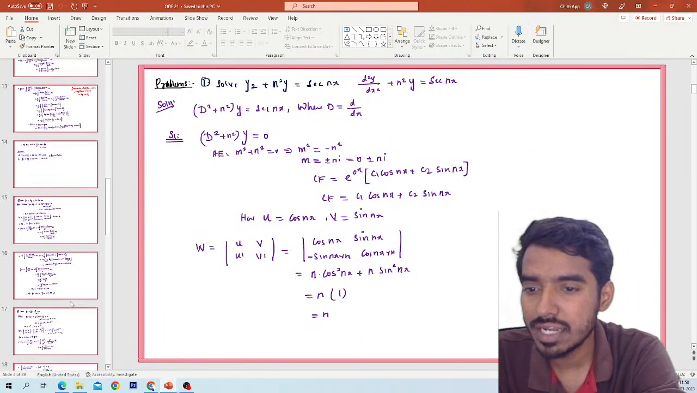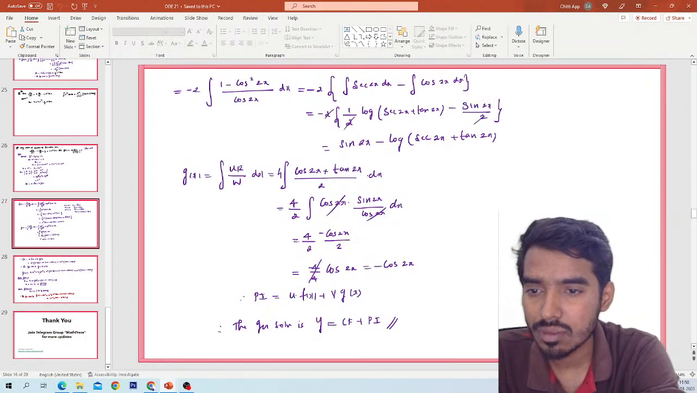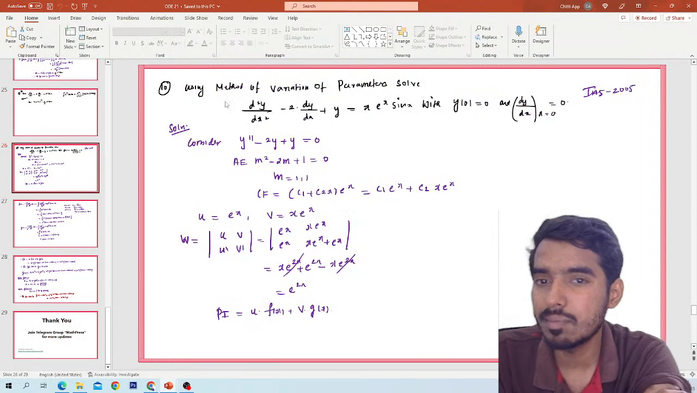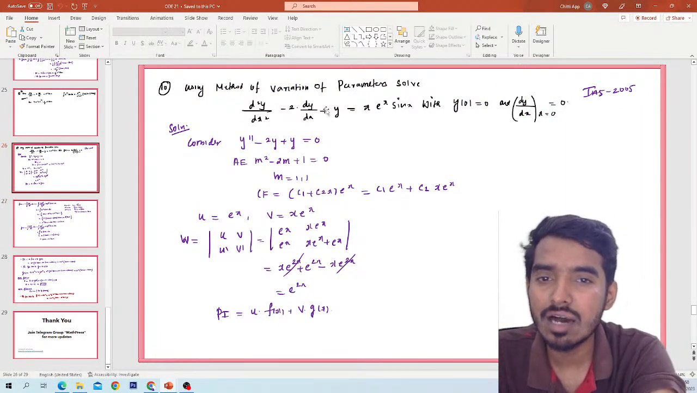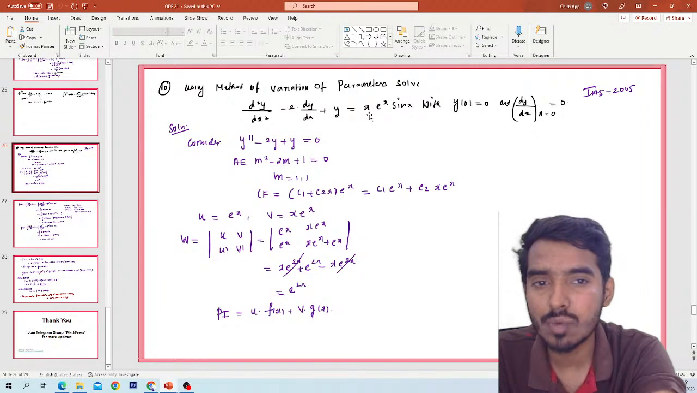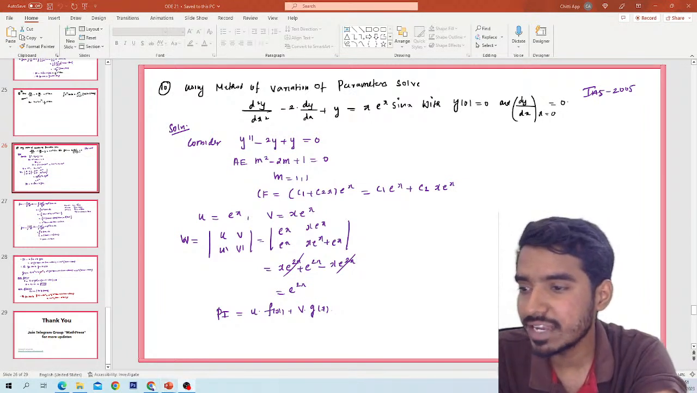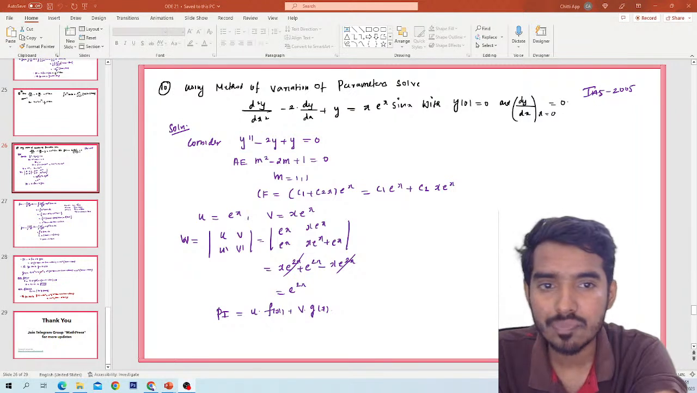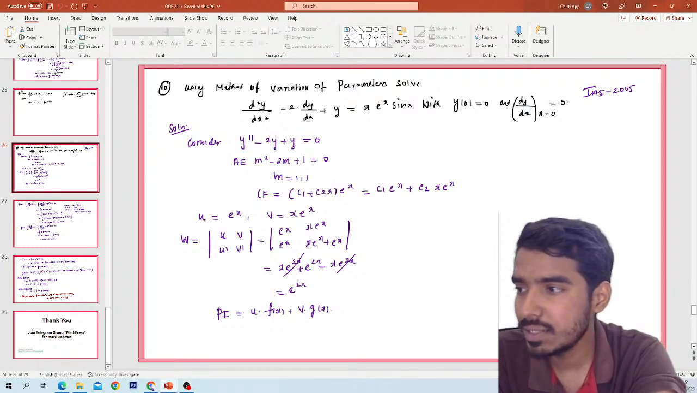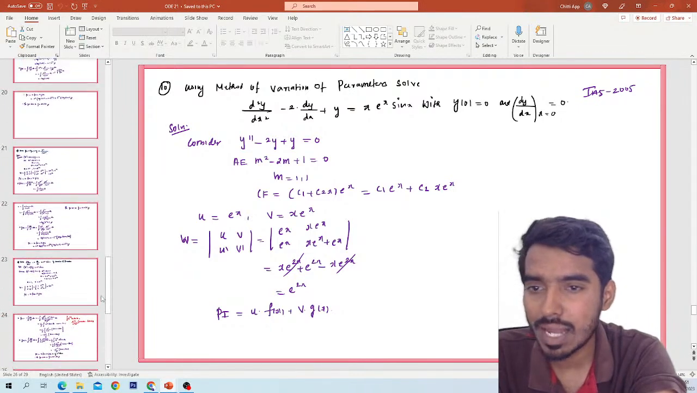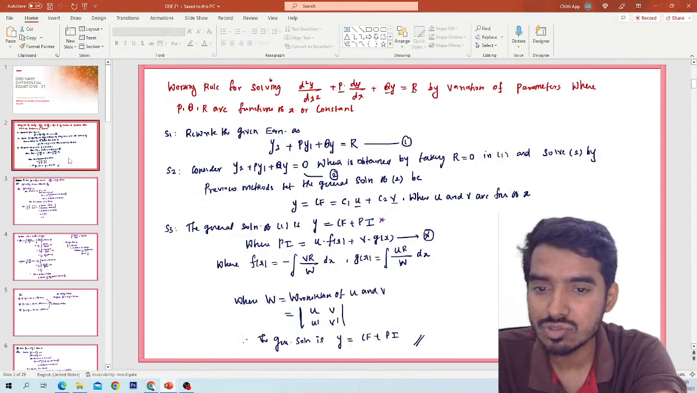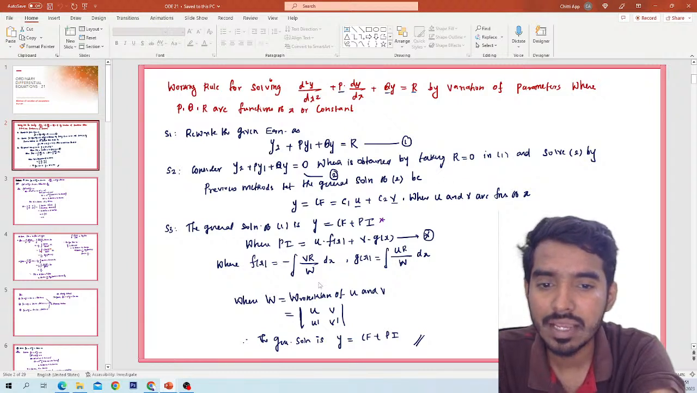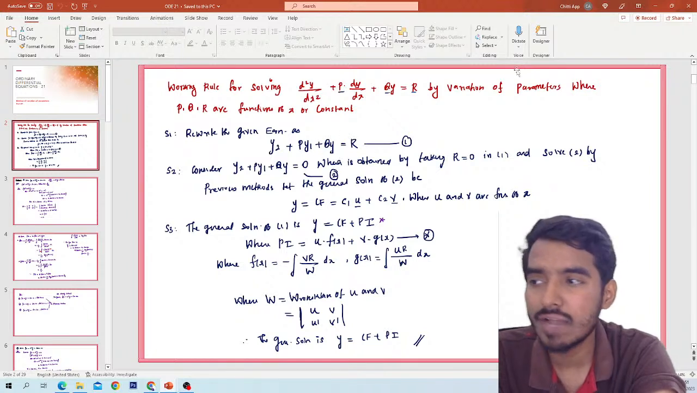We solved almost 10 problems in the previous class. In the previous class, we started the 10th problem using the method of variation of parameters: d square y by dx square minus 2 dy by dx plus y is equal to x e power x sin x, with y of 0 is equal to 0 and dy by dx at x is equal to 0 is 0. This is where we stopped in the previous class. We'll continue with the 11th problem. Just recall, the general solution is CF plus PI. PI is u f of x plus v g of x, and the u and v we obtained by putting r is equal to 0 and finding the characteristic function.